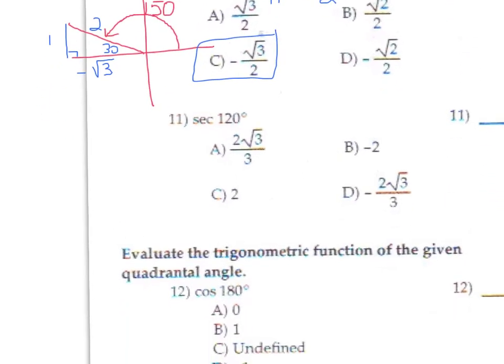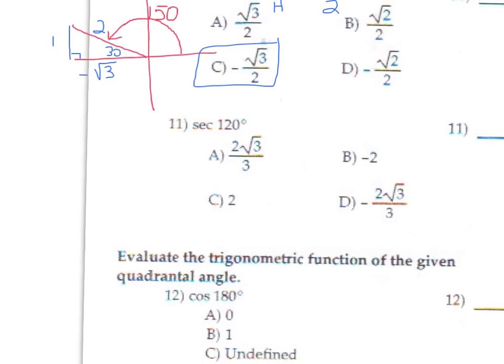Number 11. Secant of 120. Okay, secant of 120. First, you need to sketch 120 degrees. That would be in the second quadrant. So this is 90 plus 30 more. I clicked the pause, so I'm sorry. So you sketch the 120. Once you have the 120 degrees, you're going to get the reference angle, which is 60. And then you draw the triangle.